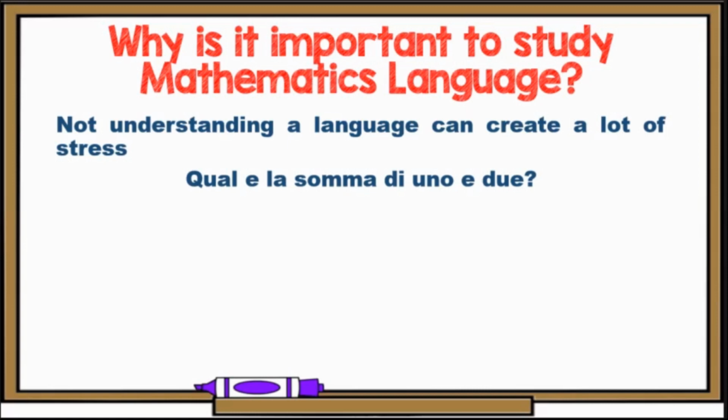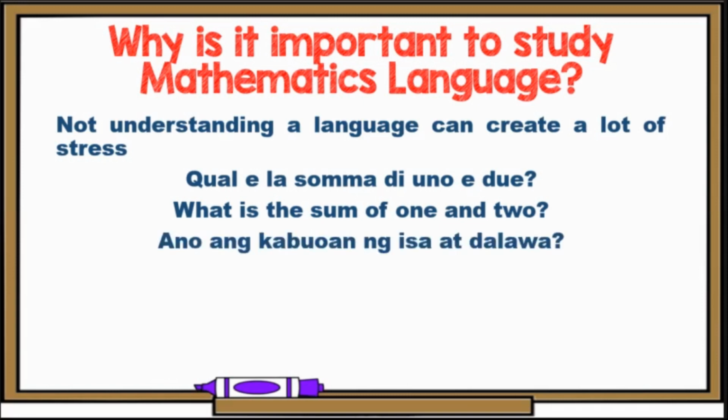Can you give me an answer? Kung hindi mo naiintindihan, okay lang. I-translate natin sa English. What is the sum of 1 and 2? Okay, can you answer me now? Kung hindi mo pa rin ako naiintindihan, ay sige hala, itagalog natin siya. Ano ang kabuuan ng 1 at 2? Hopefully, naiintindihan na ako ngayon.